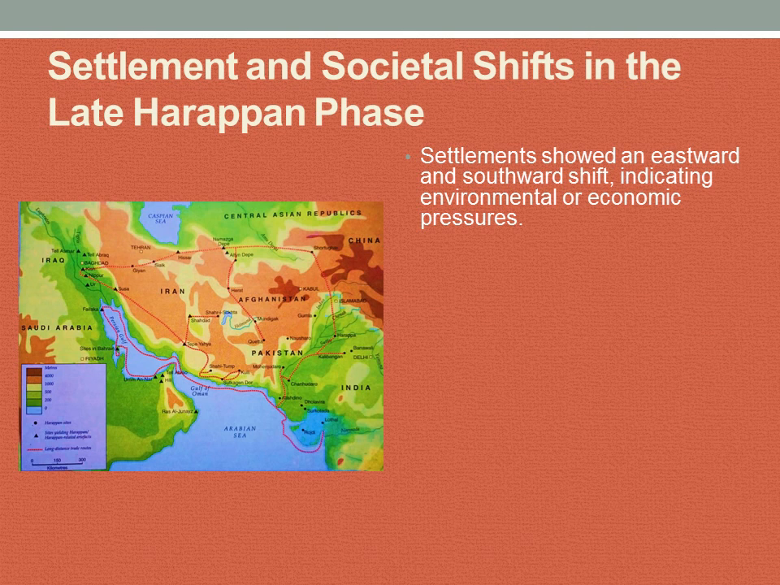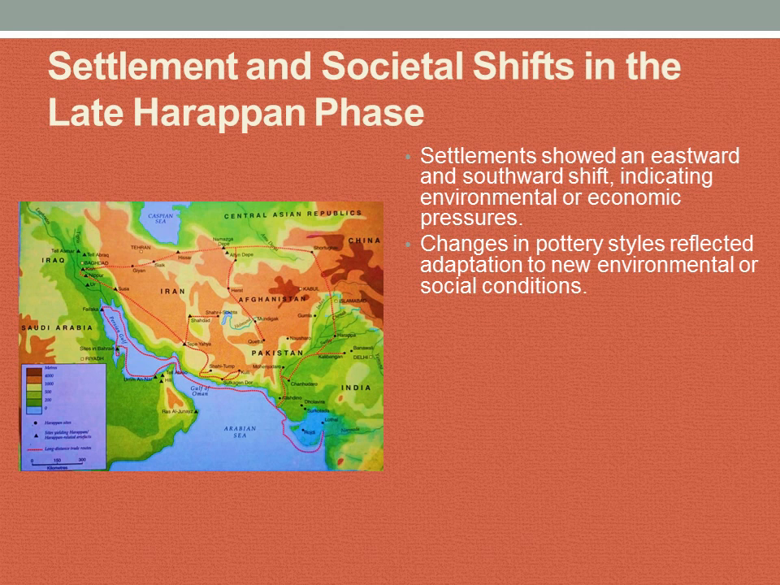Settlement showed an eastward and southward shift indicating environmental or economic pressures. So settlement showed that there was an eastward shift in the late Harappan culture, indicating that there was environmental or economic pressure. Changes in pottery style were there, which reflected adaptation to new environmental or social conditions. So there was a change in the pottery making style, and that change reflected adaptation to new environmental or social conditions.